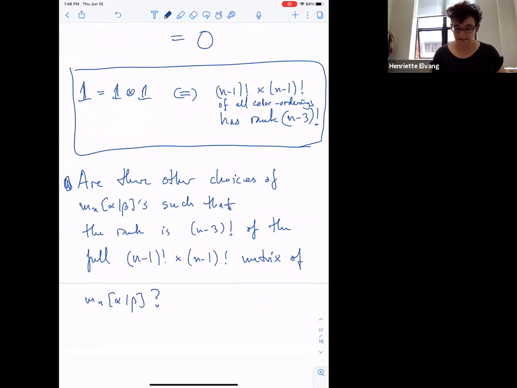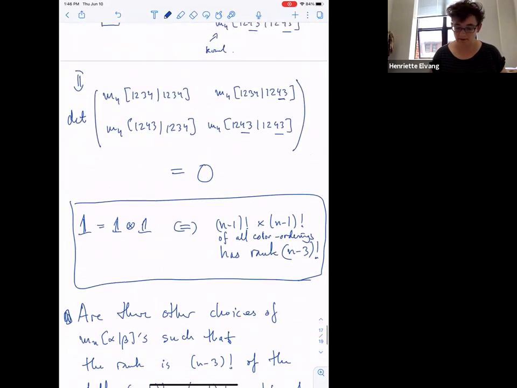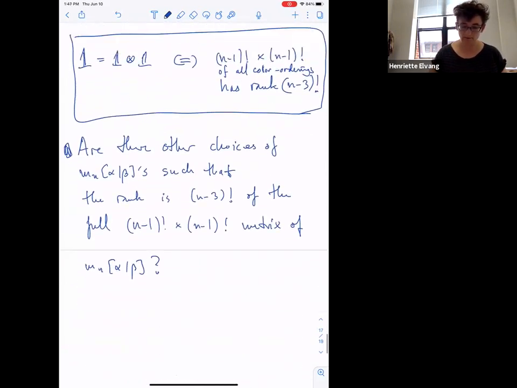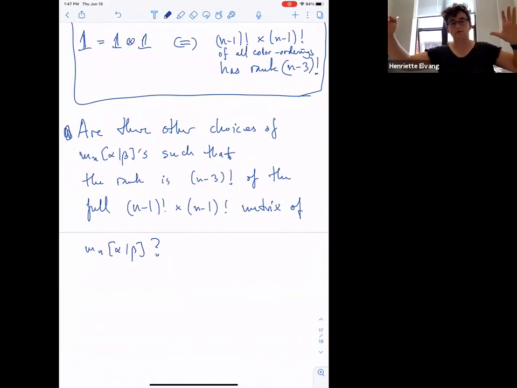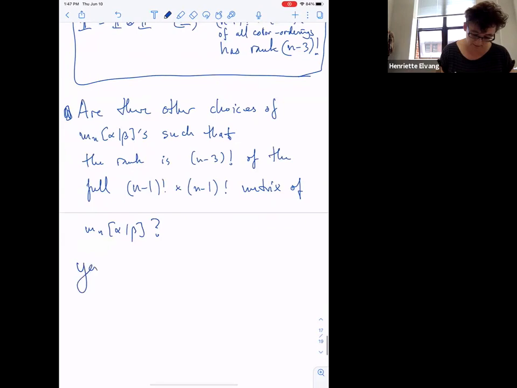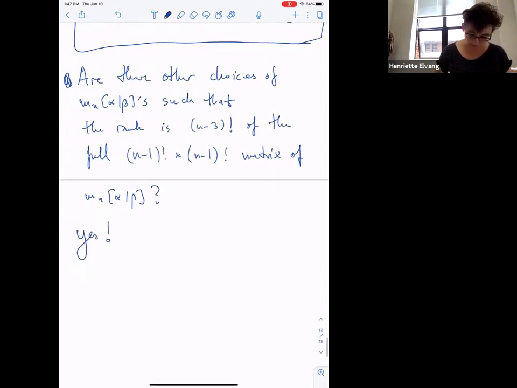So think about it again. I have this biadjoint theory with its cubic interaction. I can compute the amplitudes. I have n minus 1 factorial different orderings, and I can put them into some n minus 1 factorial by n minus 1 factorial matrix. If I start changing the theory that calculates these, what is going to be the rank of that matrix? Are there other choices so that it has the right rank for the double copy? And it turns out that the answer is yes, otherwise we probably wouldn't be talking so much about it.